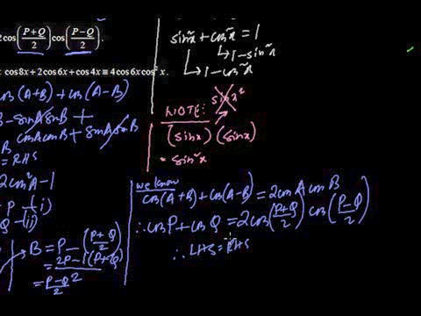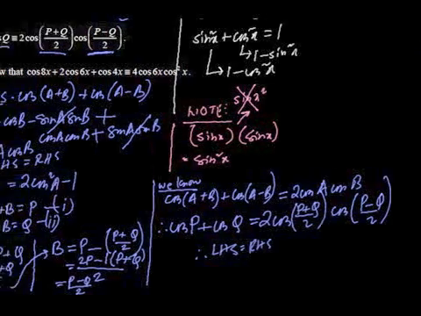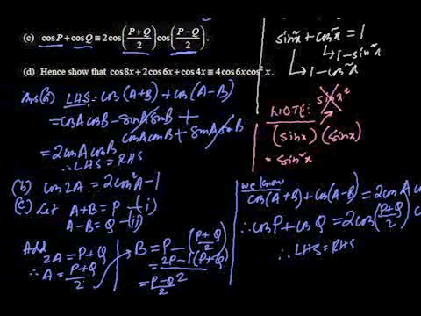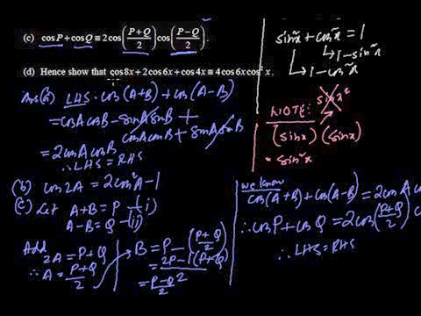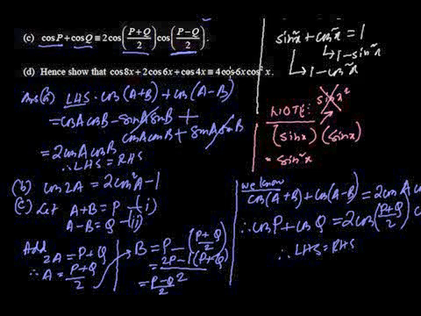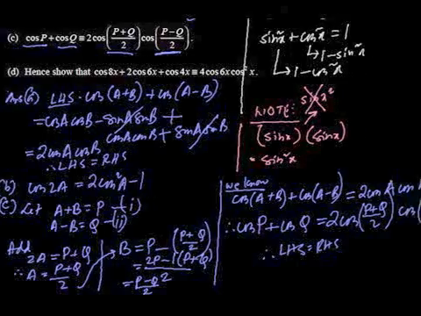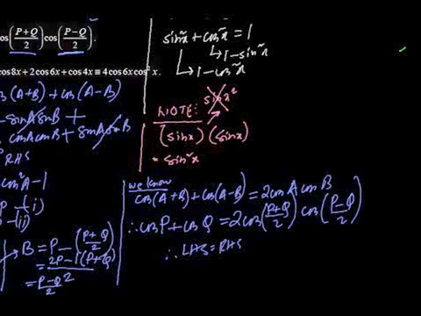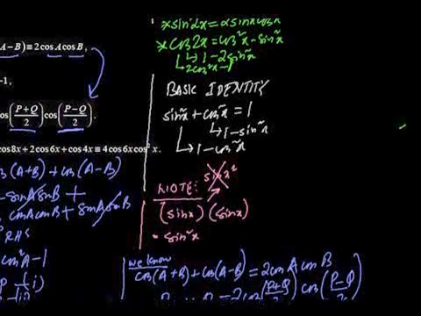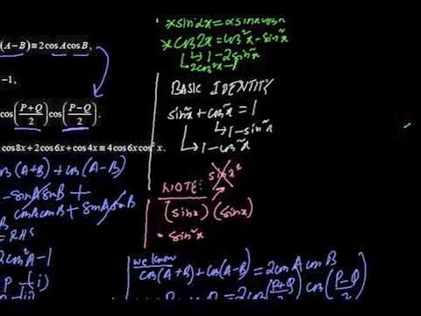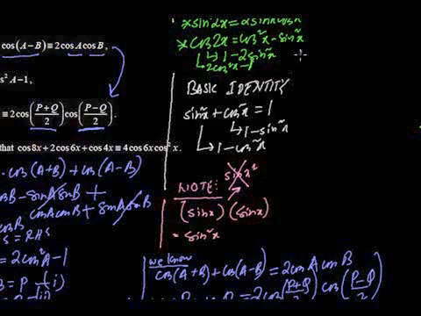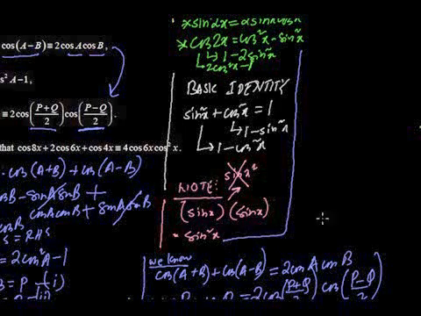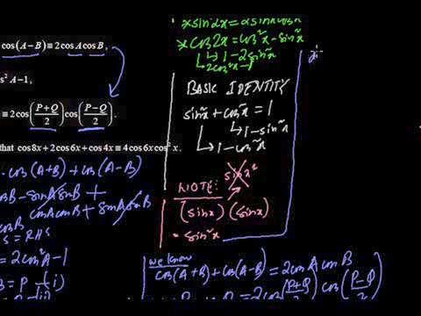Now the final one, the last question was, after it has been proved, hence show that cos 8x plus 2 cos 6x plus cos 4x is 4 cos 6x cos squared x. Hence means we have to use the previous sum, cos p plus cos q, and we have to prove this one. Now let's do this over here. So this is number d.